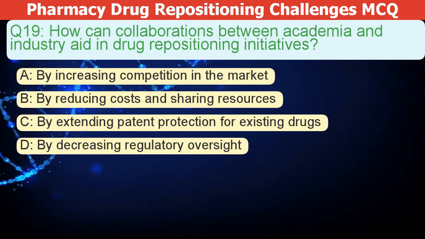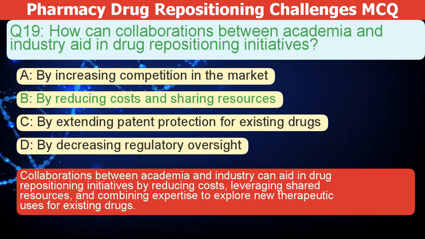How can collaborations between academia and industry help with drug repositioning? A. By increasing market competition. B. By reducing costs and sharing resources. C. By extending patent protection for existing drugs. D. By decreasing regulatory oversight. The correct answer is B.